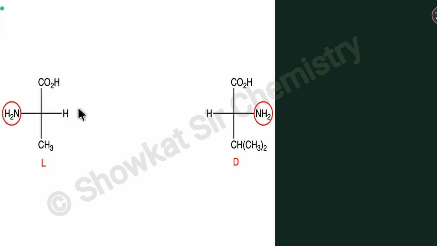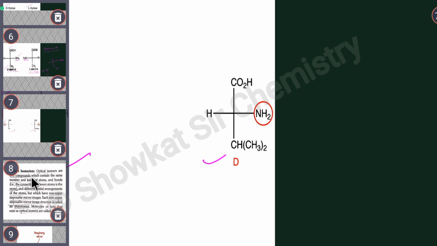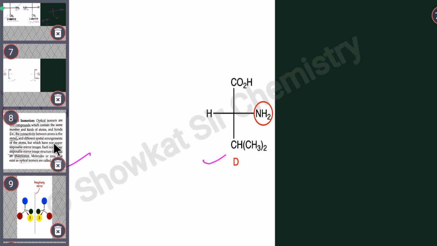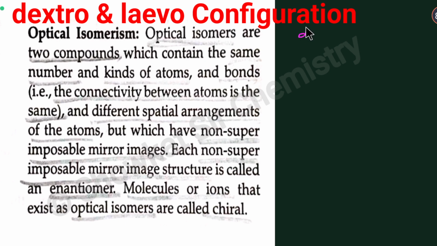So now you can check out here, this is my amino acid. NH2 is on the left hand side, so this is my L isomer, and here NH2 is on the right hand side, so this is my D. This D and L nomenclature is applicable in the case of sugars and in the case of amino acids. Now let's see another one, that is actually small d and l. So first it was capital D and L nomenclature, now next is small d and l.